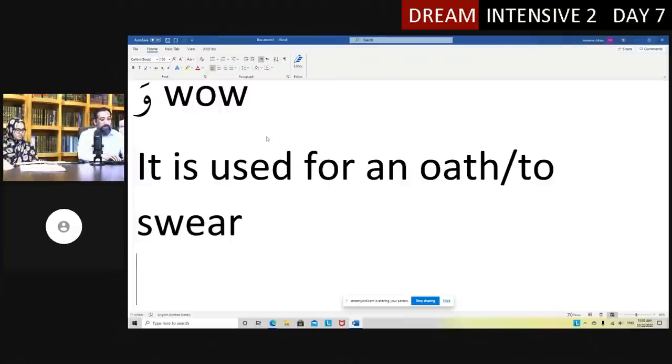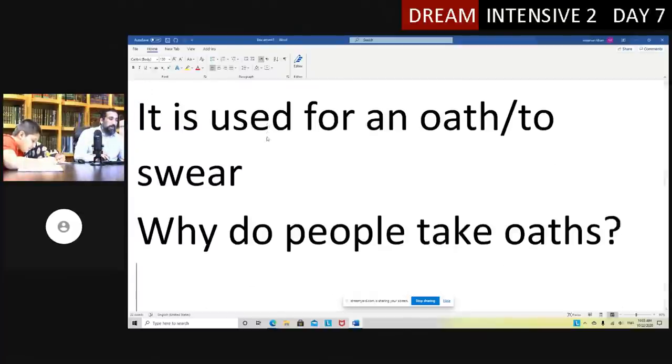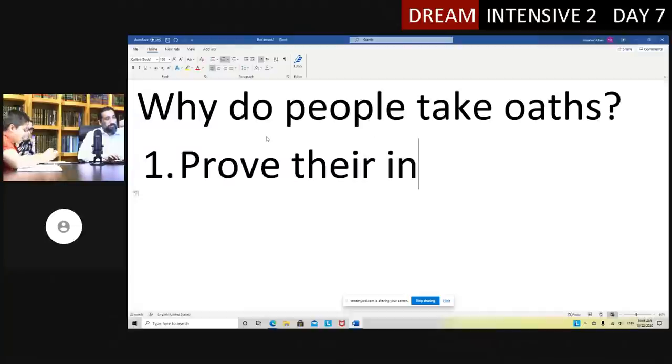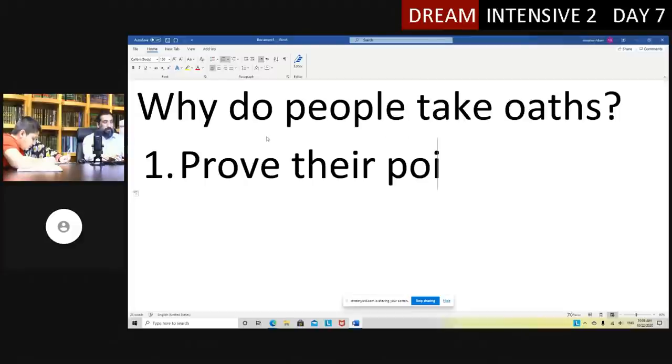Or to swear. Now, what we're going to do now is why do people take oaths? And I didn't say why do people swear, because you might think swear here means use bad words. I don't mean use bad words. I mean, why do they take an oath? Why do they say I swear by this or I swear by that? So let's write down some reasons why people swear or take an oath. To prove their innocence. Oh, you remember that from somewhere. I think it was like a crime or whatever. Yep. To prove their innocence. Or to prove their point. You can even say, no, don't say innocence. Say prove their point.